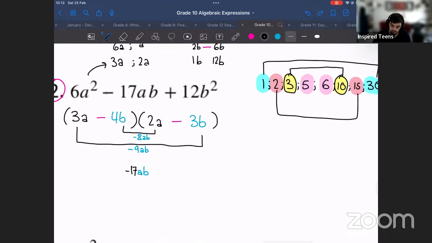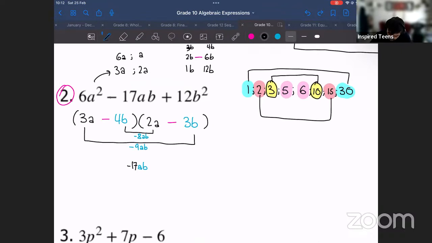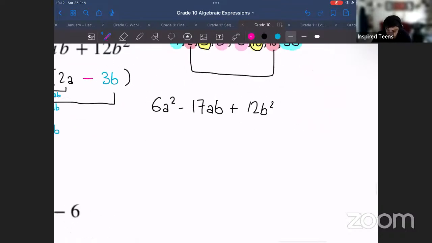Alternatively, this is a bit of a more hit or miss method. 6a squared minus 7ab plus 12b squared. I don't really recommend this method. It's very random, and it's difficult to know when to do this and when not to do this, right? So trinomial is your best bet, but I'll show it nevertheless.